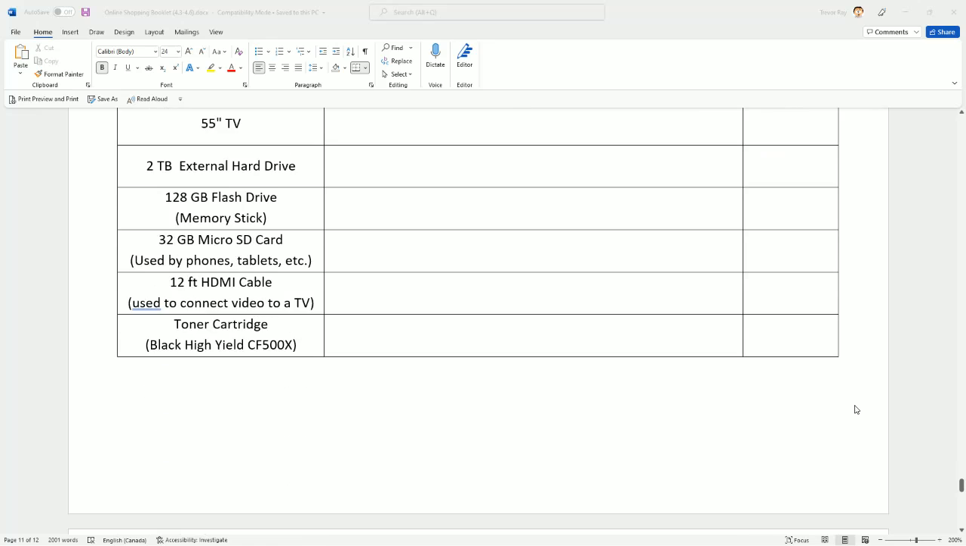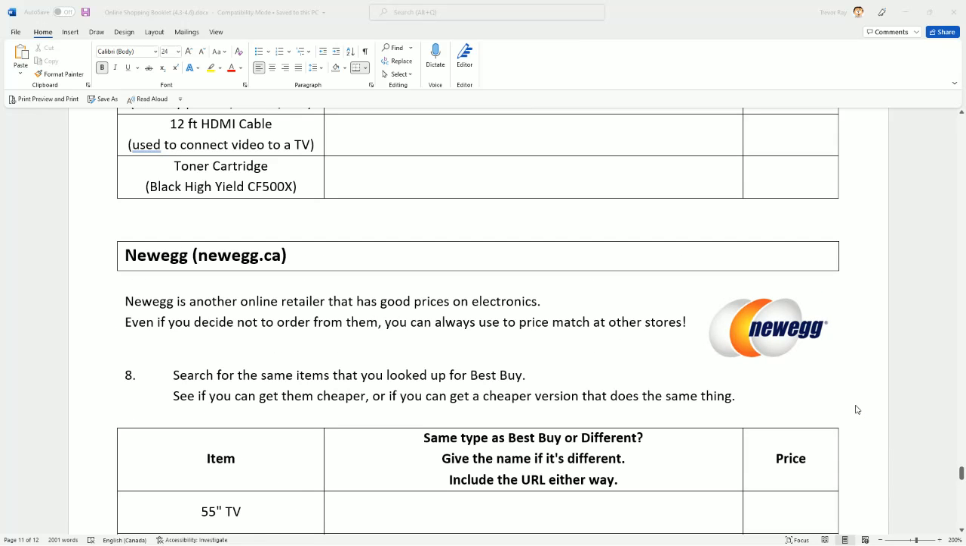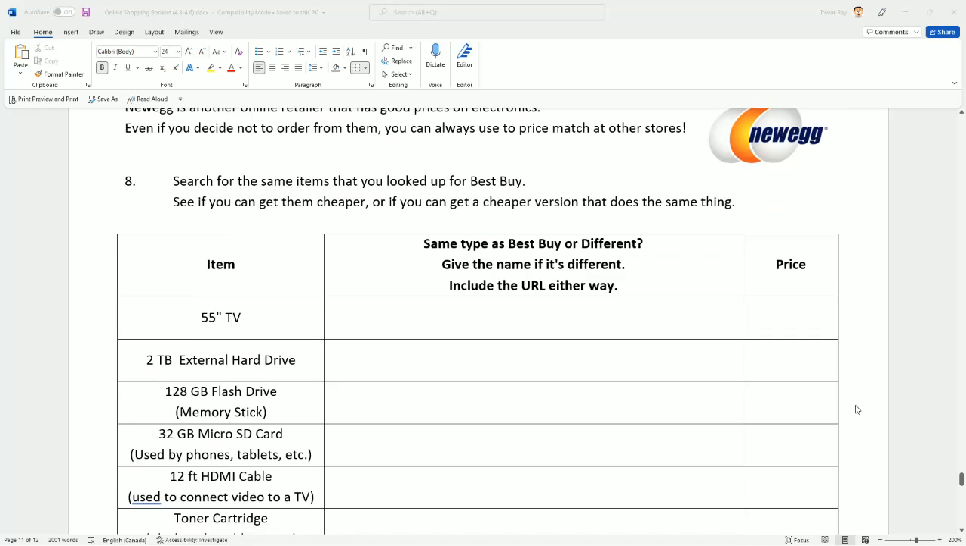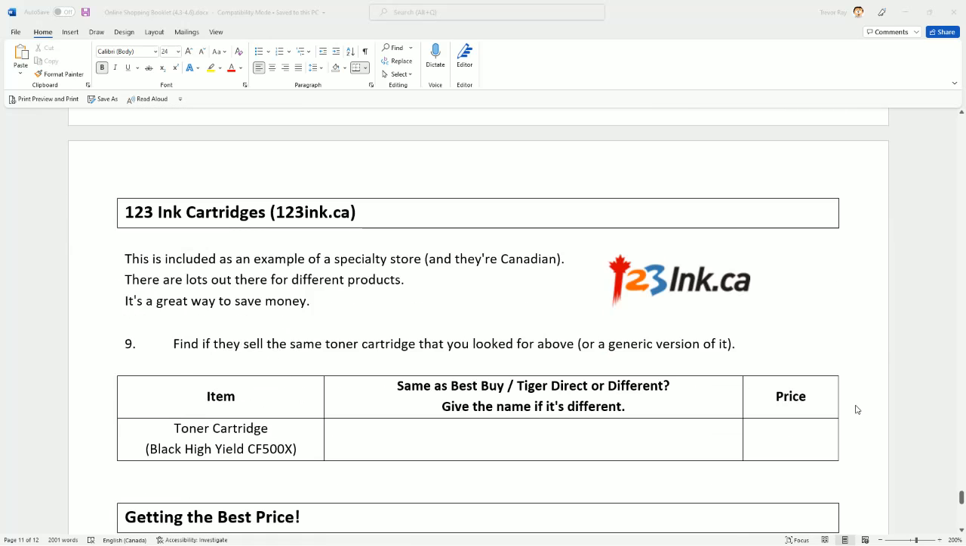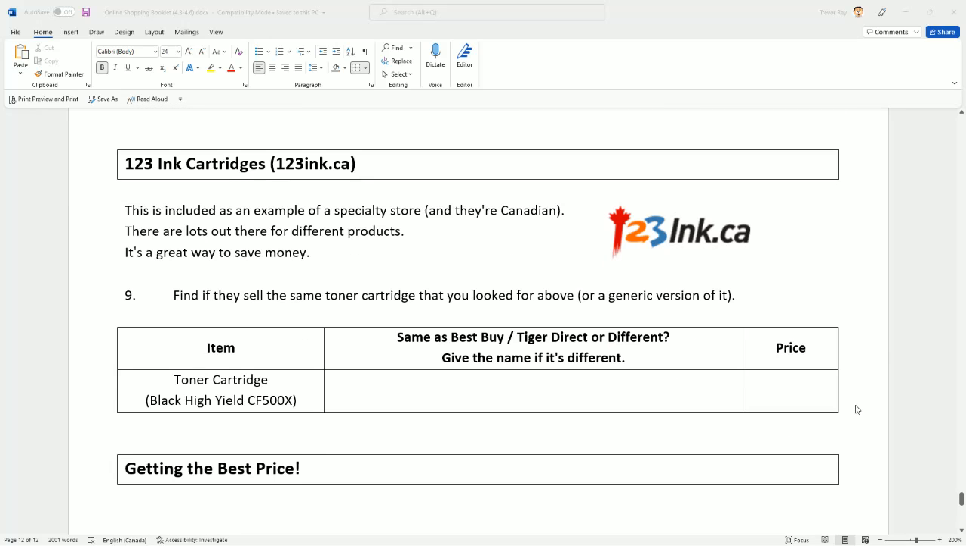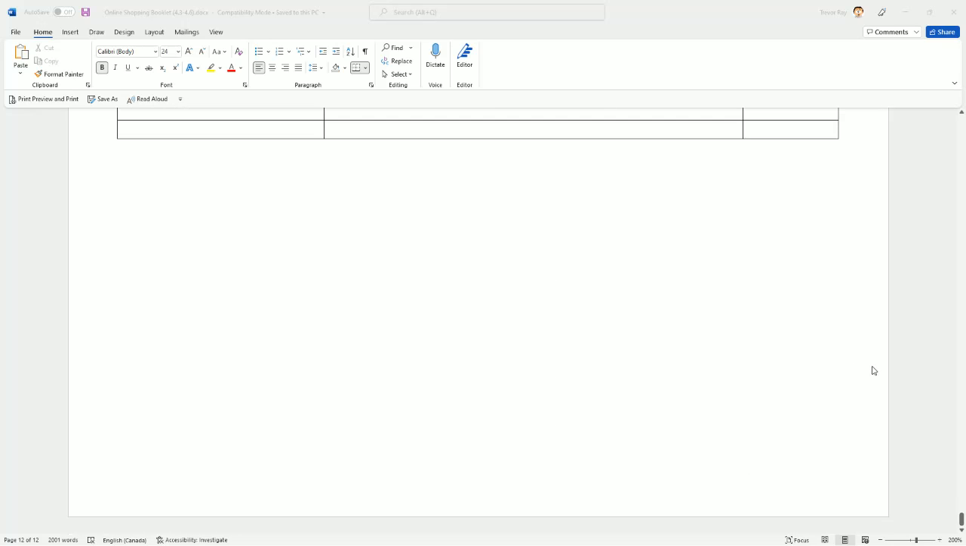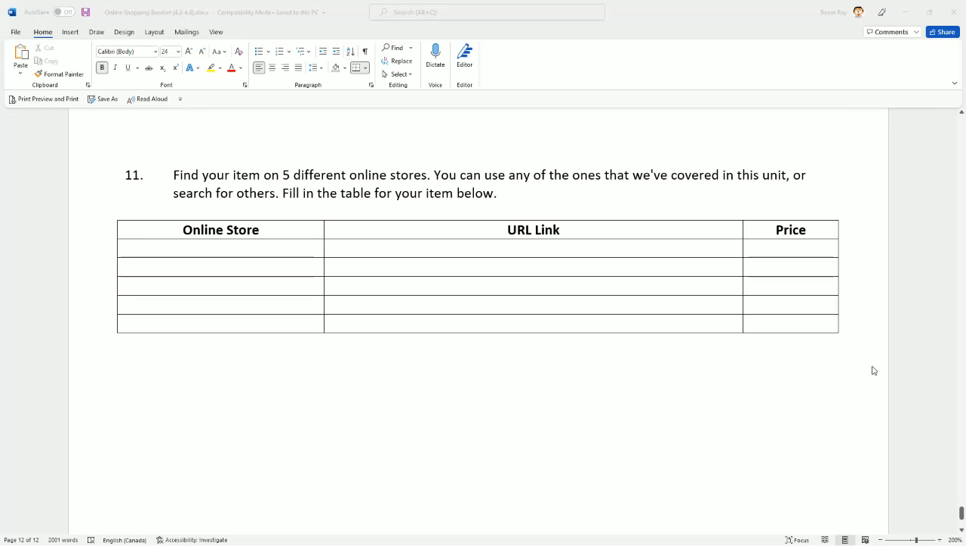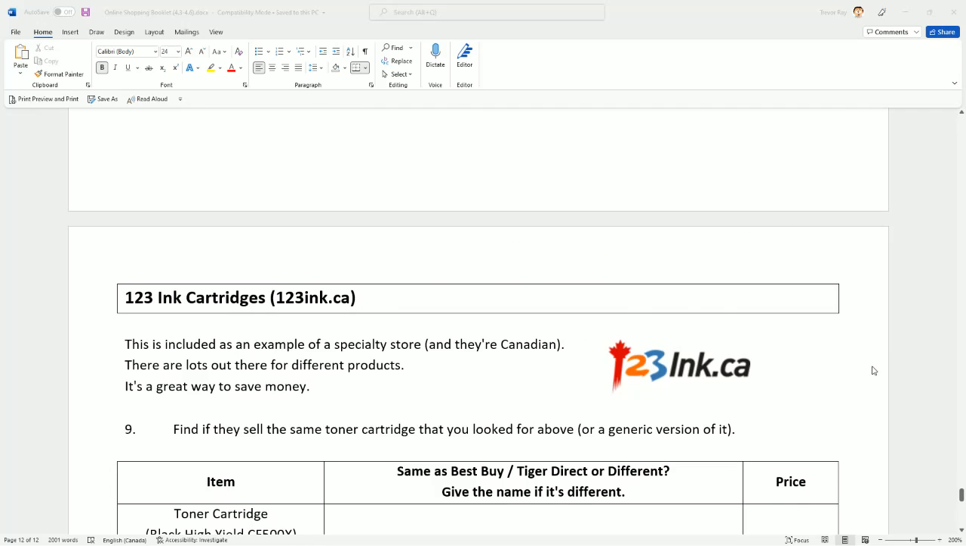So we'll look at Newegg, which was a Canadian company at first. I don't think it is anymore. I think it got bought out, but it's there. There's 123 ink cartridges, which was bought out by a larger conglomerate. I'm not sure if they're still Canadian or not, but it's a good place to go if you're buying ink or toner cartridges for your printer. It's a lot cheaper than buying it in most stores and things like that. So that's basically what you're going to be doing for the next few days.